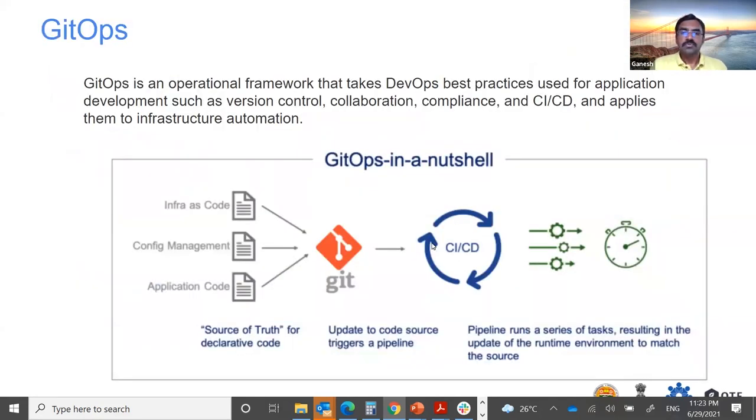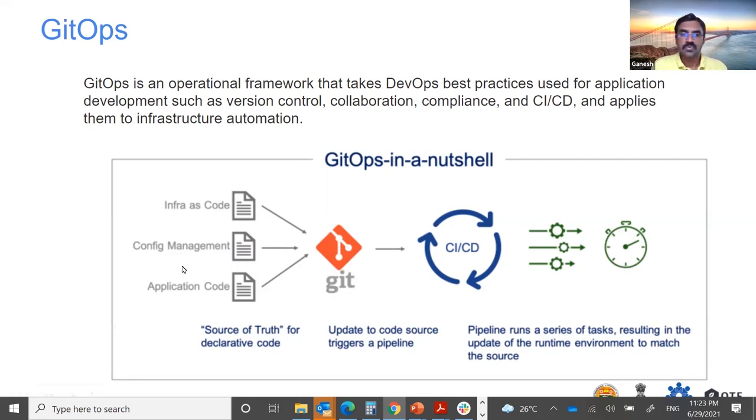So the last topic which we wanted to cover today is about GitOps, right? GitOps is all about an operational framework based on the DevOps best practices. As we have seen the DevOps best practices, in addition we wanted to cover more on version control. How do you build the collaboration? Are there any compliances? The CI/CD pipeline I talked about. All these put together, we created an operational framework, call it GitOps in a nutshell. If you look here, you have this CI/CD pipeline, you have this Git repository, you have these different types of code.